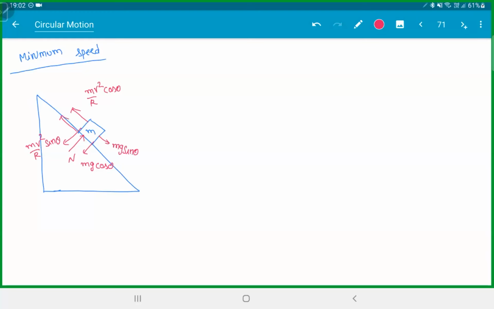And friction will be upward this time. So we get normal reaction will be mg cos theta plus mv square by r sin theta. mg sine theta will be maximum friction plus mv square by r cos theta, and F max is equal to mu N.